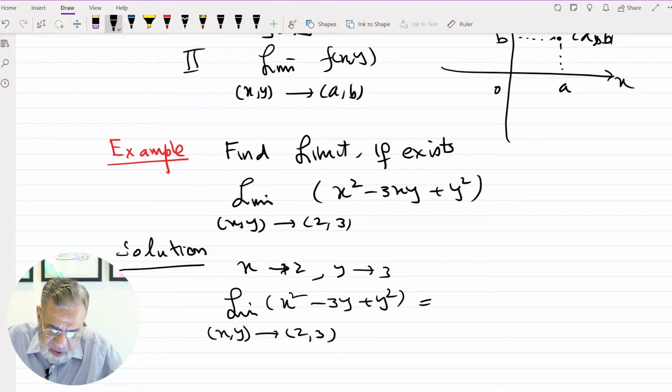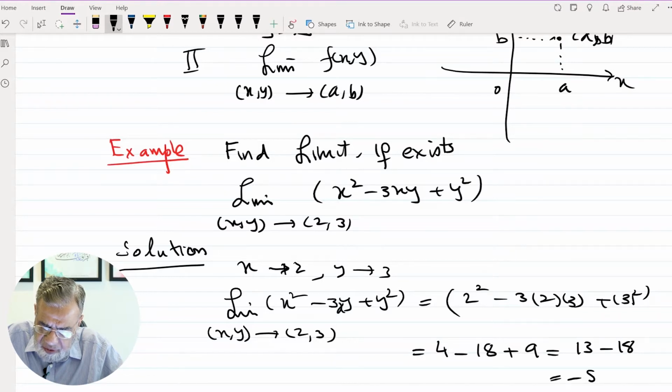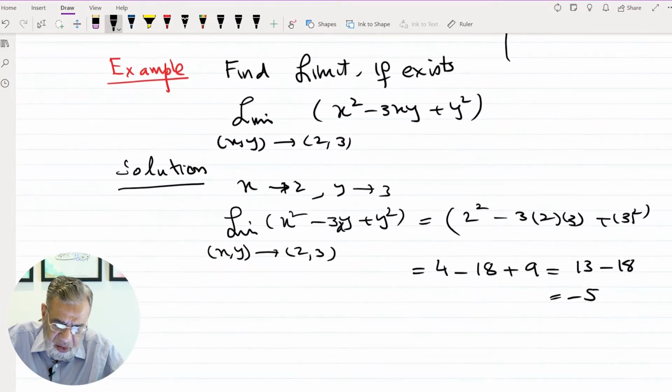So I just make the substitution x equal to 2. We get 2 square minus 3 into xy, here 2 into 3, plus y square, which is 3 whole square. So we simplify this. We get 4 minus 18 plus 9. So it is 13 minus 18. The answer is equal to minus 5. So the limit exists, and the value of the limit is equal to minus 5.